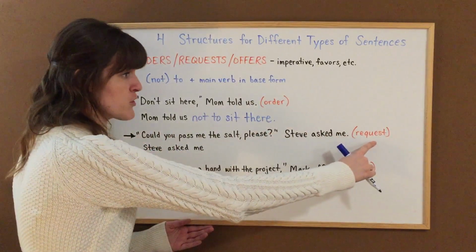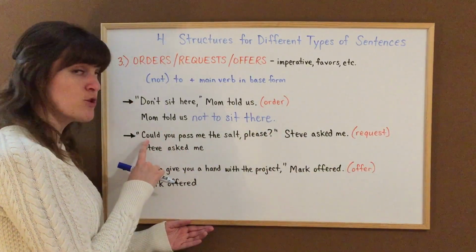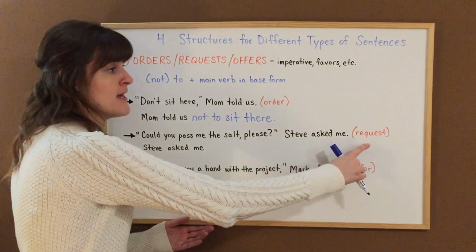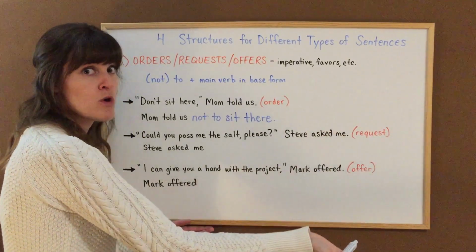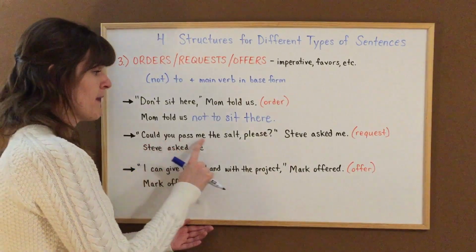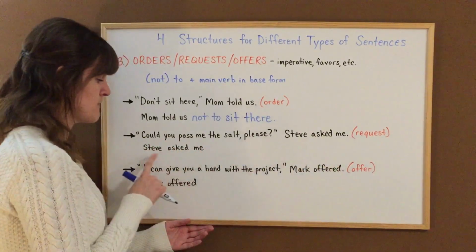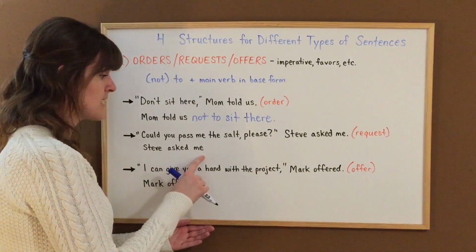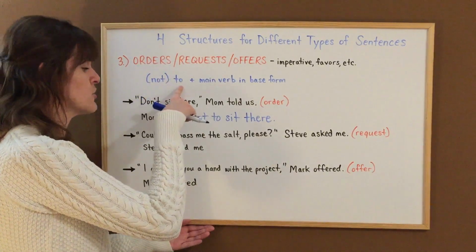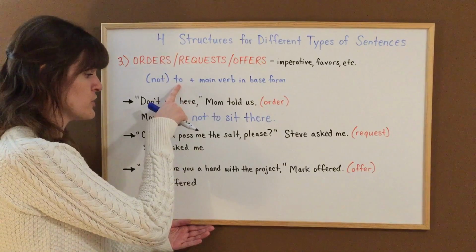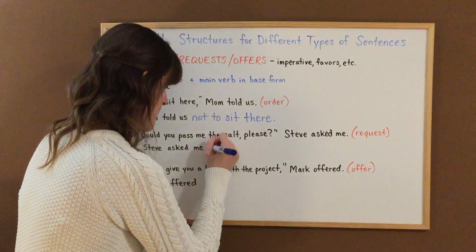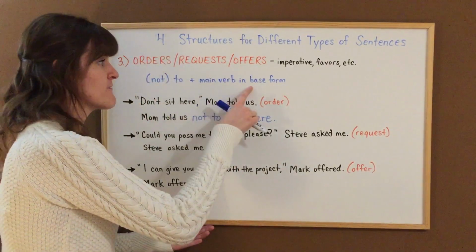Next, we've got a request. If you look, it's in the form of a question. Requests are always in the form of a question. You're asking someone to do something for you. Could you pass me the salt, please? Steve asked me. So, Steve asked me, let's go to the structure. Not to. Is it affirmative or negative? Do you see anything negative? Nope. So we just put to. Main verb in base form.